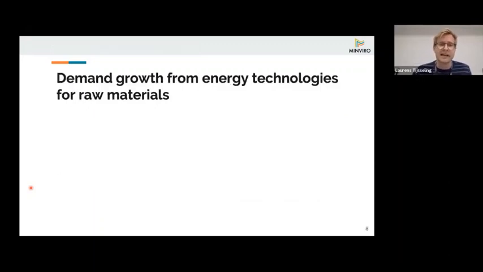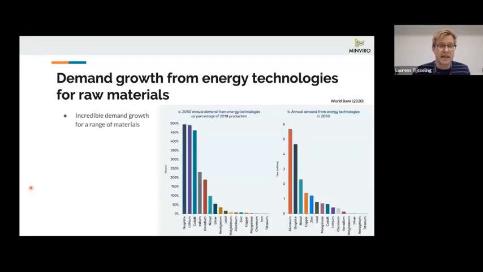And the impact of that is that demand growth for energy technology raw materials is really immense. This is a study that was recently published by the World Bank, and it shows the incredible demand growth that we have for a range of materials, and especially for graphite, lithium, and cobalt. We're looking at increases in demand compared to 2018 production of up to 500%. And that's something that hasn't been seen before in the mining sector.